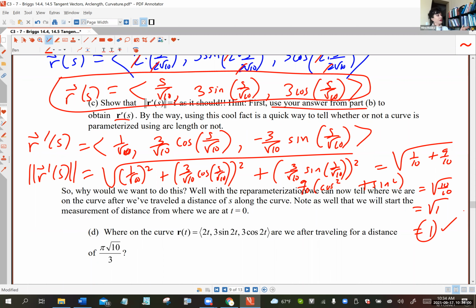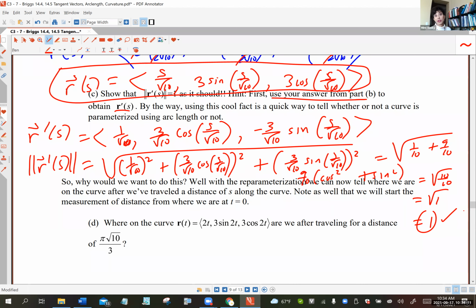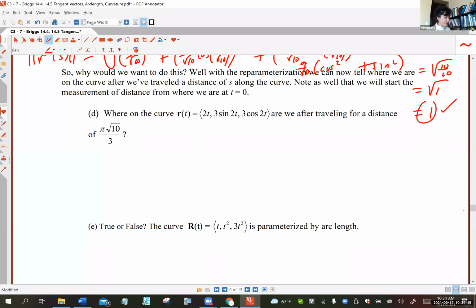So when you get that happening, what that means, even if the letter were different, let's say those s's were q's or something like that instead of an s, the fact that speed was a 1 tells me that that parameterization was parameterized using the arc length function. So that's kind of cool that you get that guarantee. Now for some weirdness with this arc length, that's kind of fun.